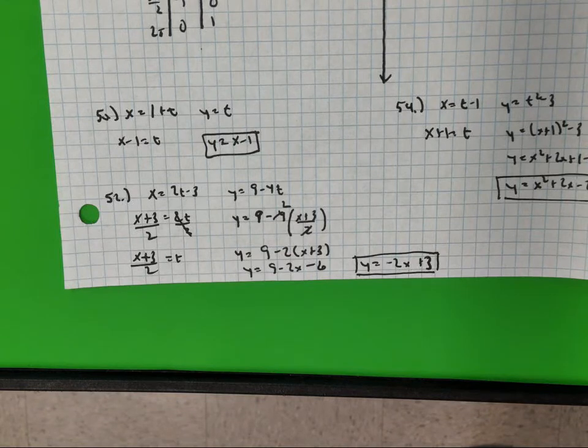Can I cross out the 4 and 2? Yes, you can simplify that, can't you? 2 goes into 4 2 times, but there's a negative. So now you can say negative 2 times the quantity x plus 3, which is negative 2x minus 6, which is y equals negative 2x plus 3.